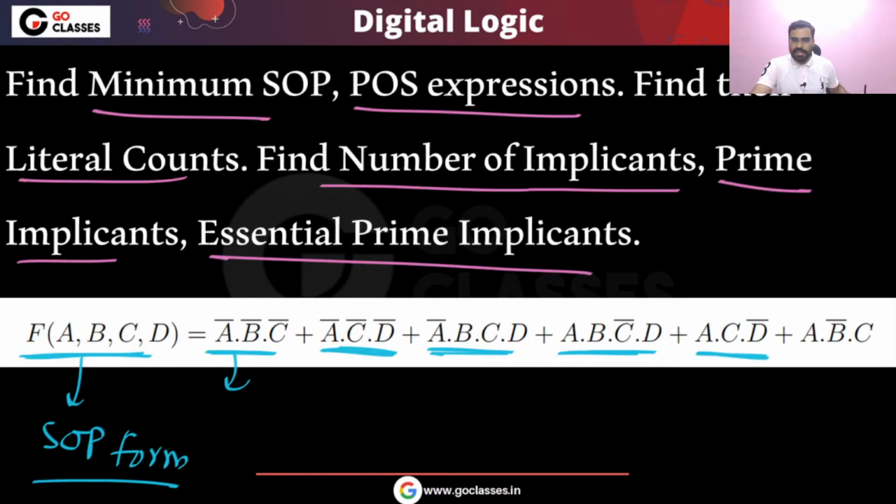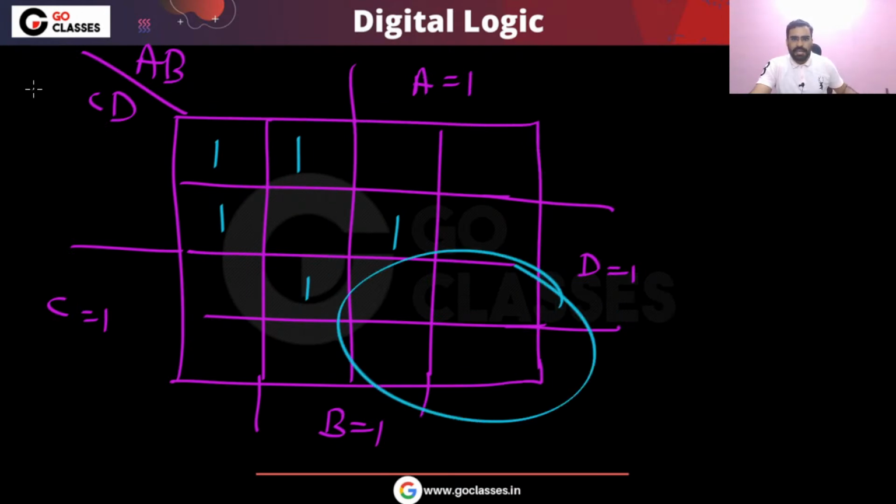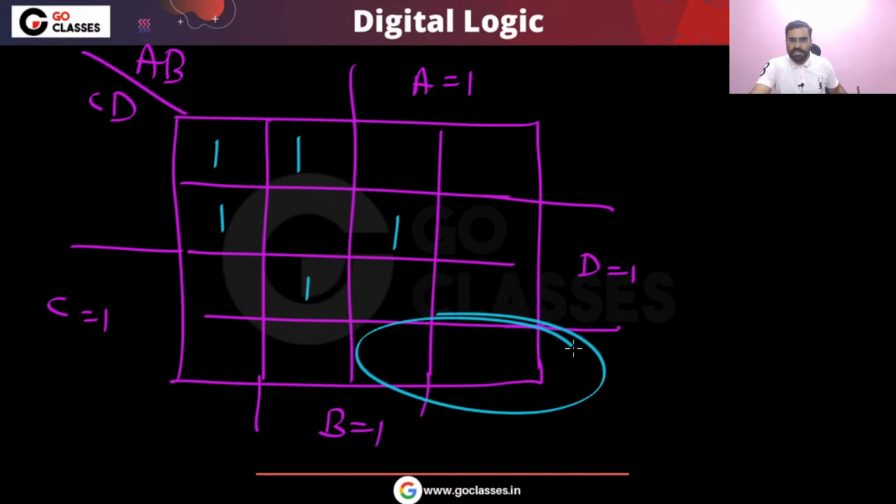Next, A, C, D bar. Okay, this is A, this is AC, and this is AC, D bar. Remember, this is AC, D bar. So finally, this will be 1 1.